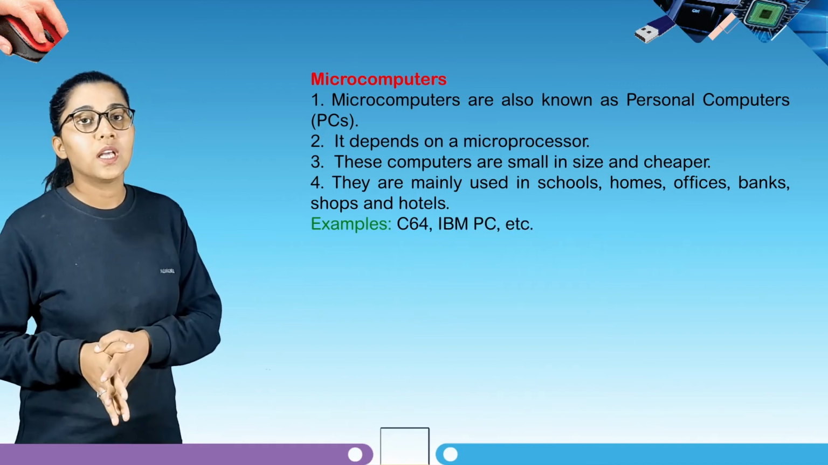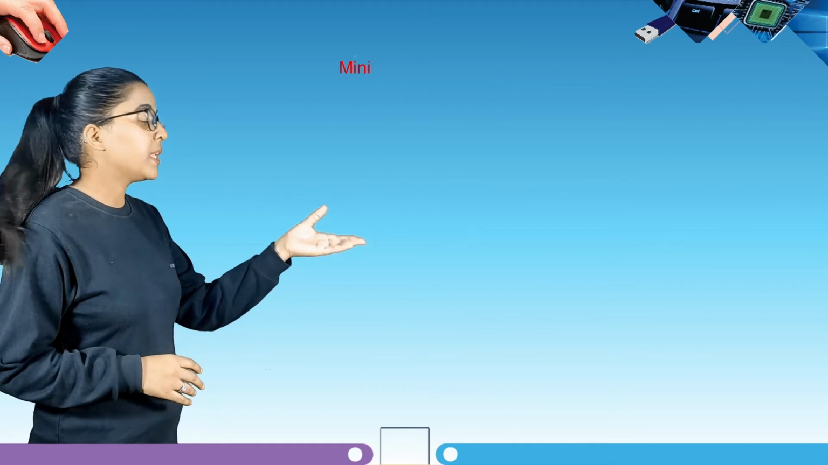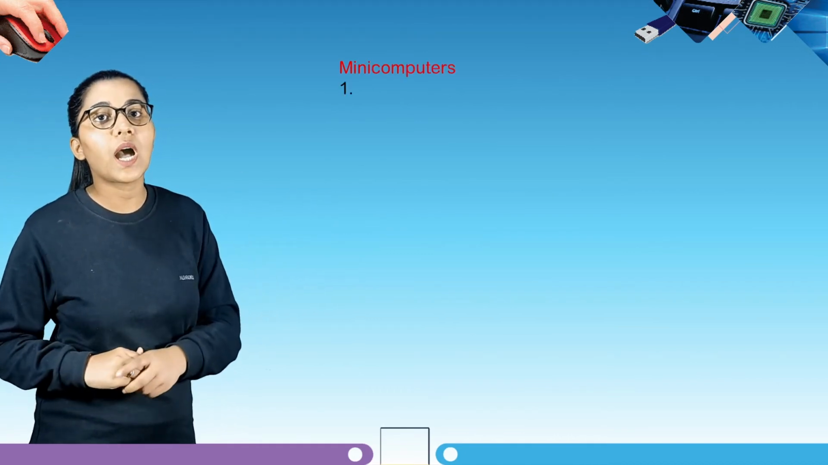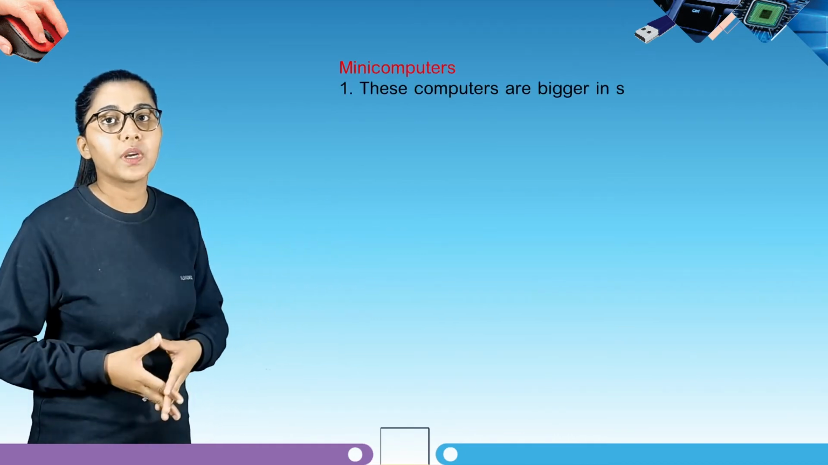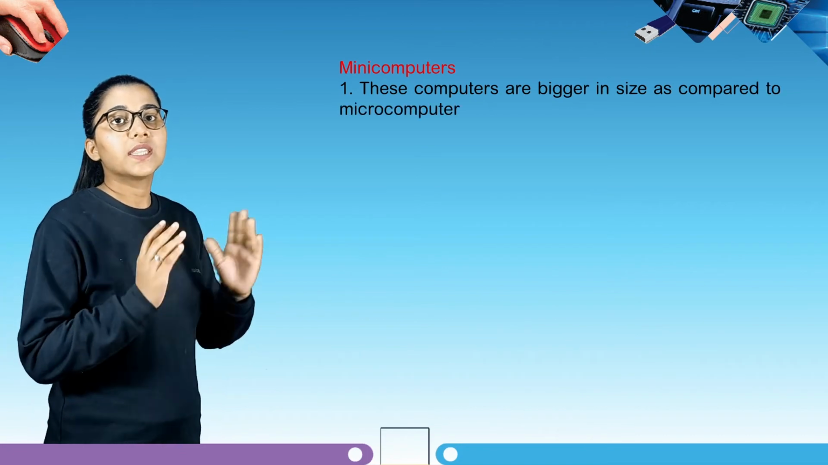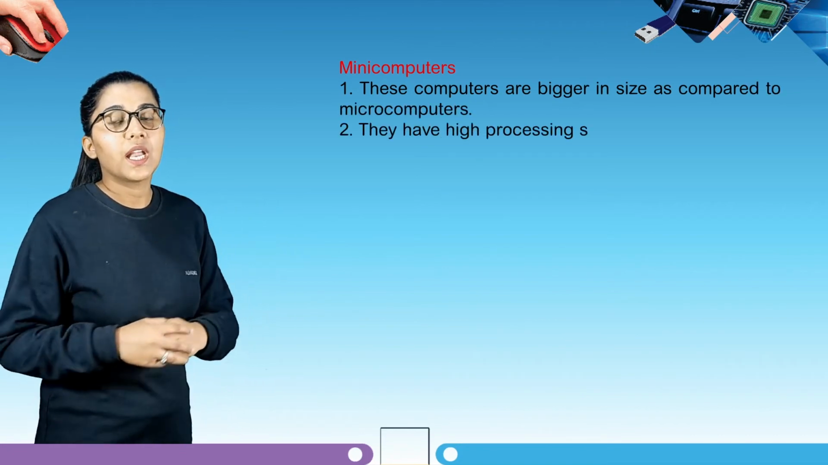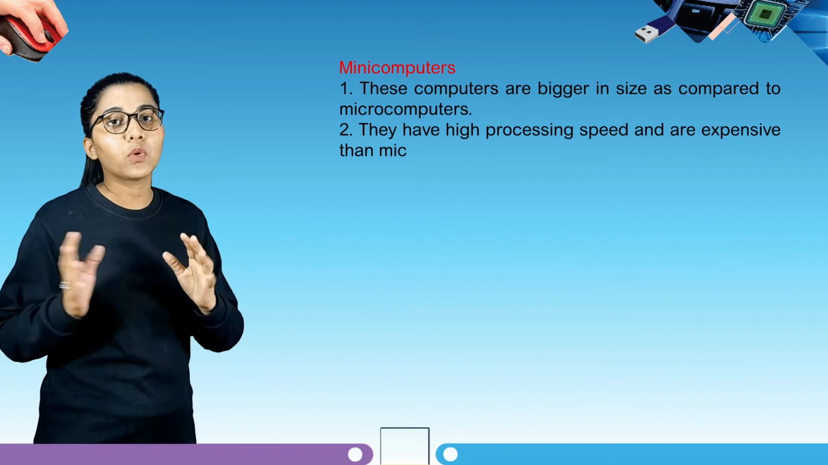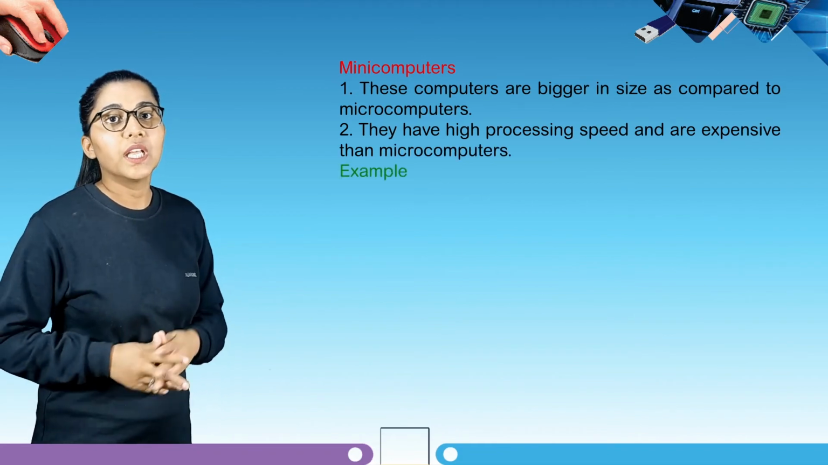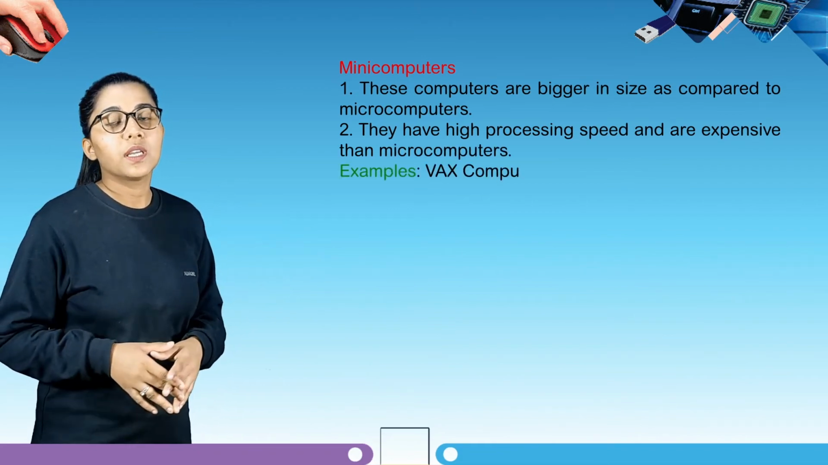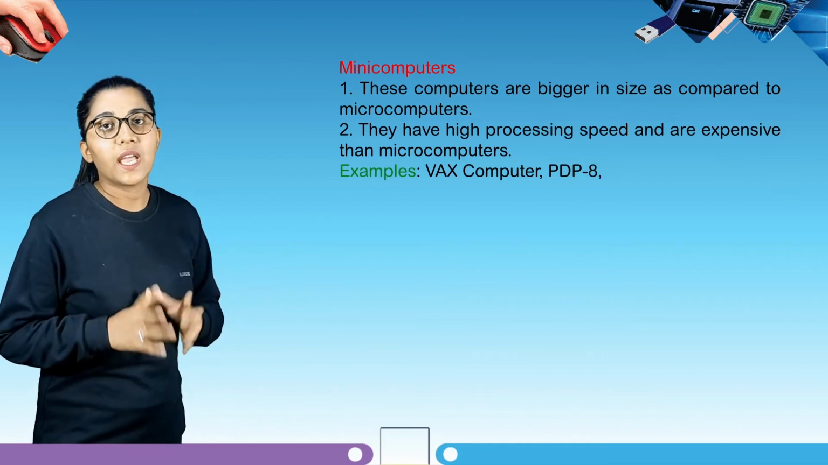Now students, our next type is minicomputers. These computers are bigger in size as compared to microcomputers. They have high processing speed and are more expensive than microcomputers. For example, VAX computers, PDP-8, etc.